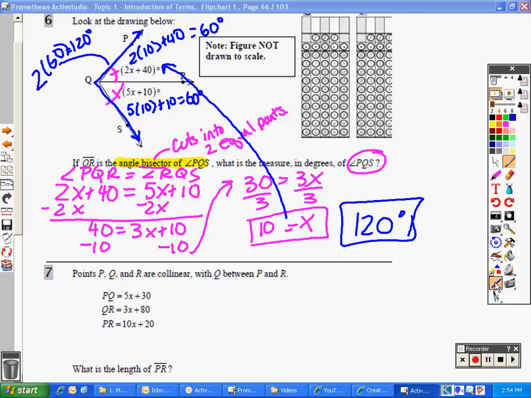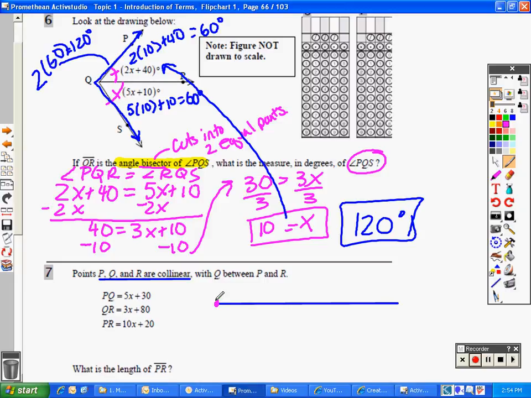All right, let's move on to number 7. We're going to draw a picture for this. Whenever you don't have a picture, I highly recommend drawing a picture. They tell you that P, Q, and R are collinear. That means co, together, linear, on a line. So P, Q, and R are 3 points that are together on a line. They tell us that Q is between P and R. So it doesn't matter where we put P and R, but Q is somewhere in between them.